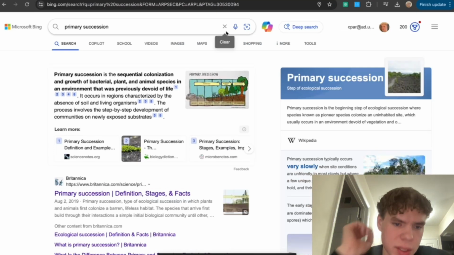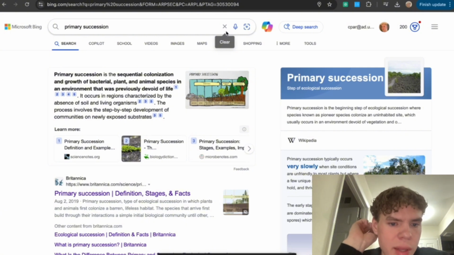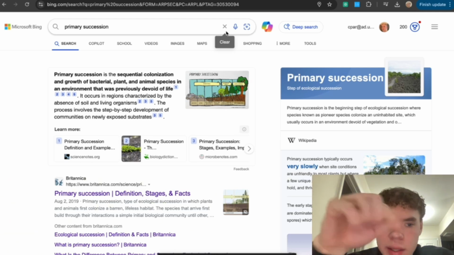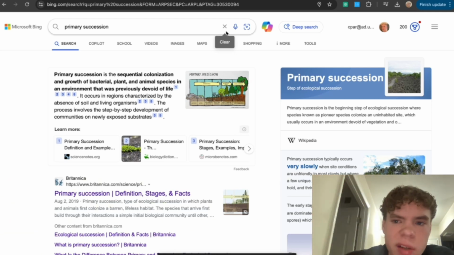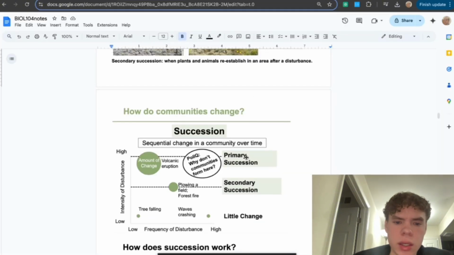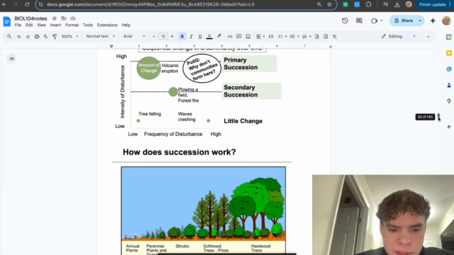Primary succession is the sequential colonization and growth of bacterial, plant, and animal species in an environment that is previously devoid of life. Okay, so primary succession occurs immediately after the catastrophic event, right? So if we look at an example of a big volcanic eruption, primary succession would be what would need to occur before plants and animals can live in an area, right? That makes sense.